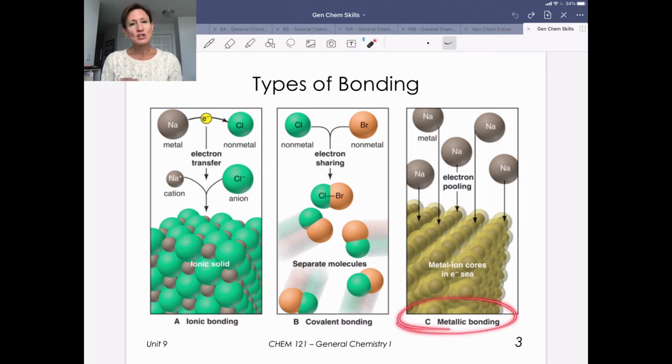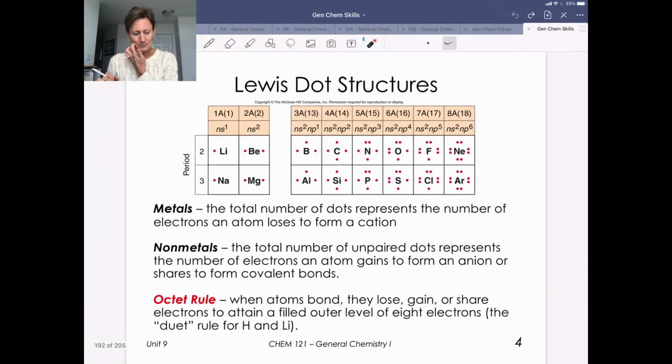I'm not going to spend much time talking about this here, but when we have metals, there are attractions between the individual atoms in a metal sample, for example, and we talk about that as electron pooling. Really not going to get too much into that, but I do want you to know that there is a kind of bonding called metallic bonding.